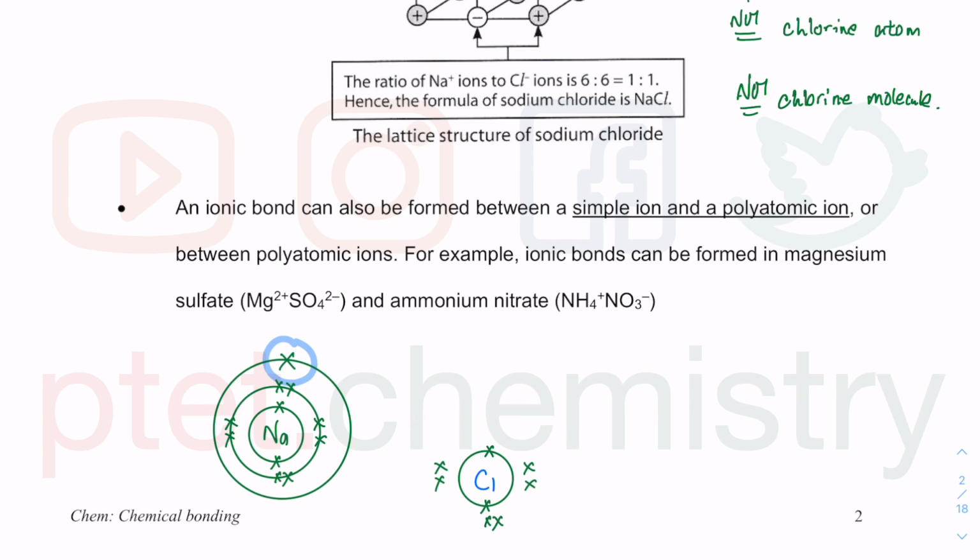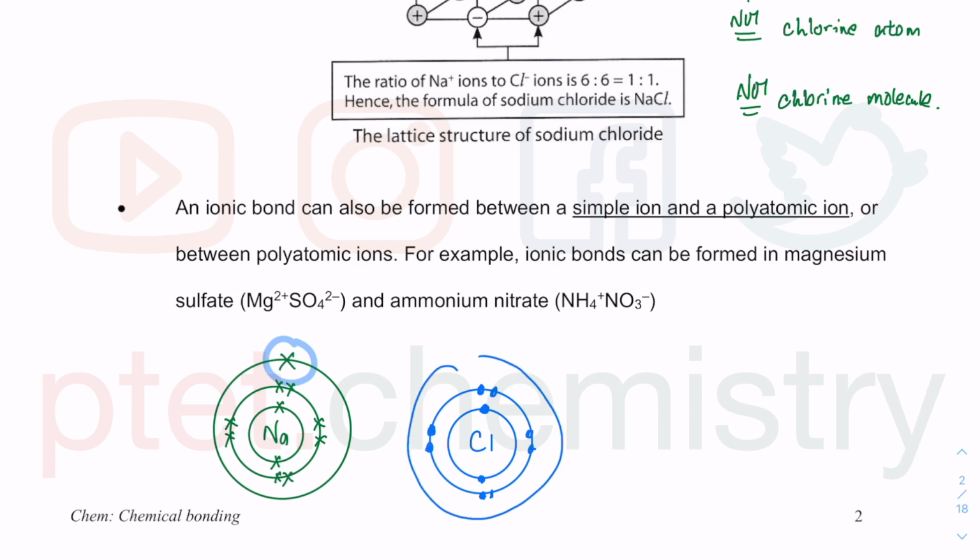Let me see if I can do this better. We're going to represent ionic compound with dot and cross, so 2 electrons for the chlorine electronic configuration in the first shell, 8 in the second shell, and then I have another 7 in the third shell.